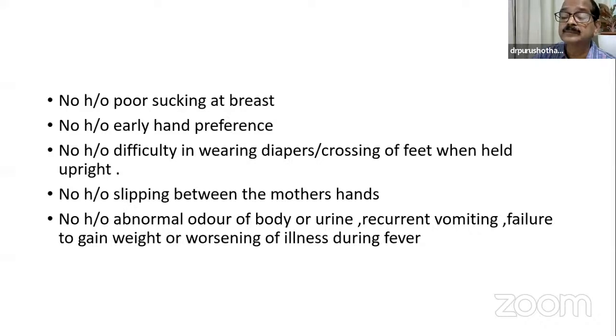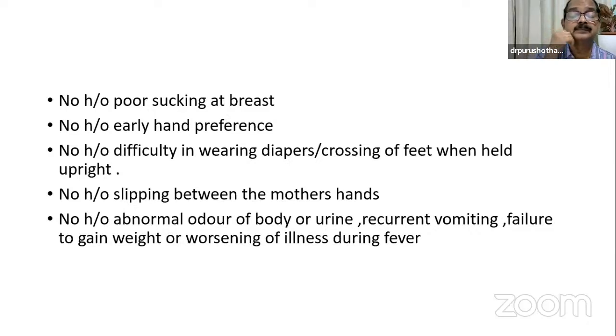Okay. There was no history of difficulty in wearing diapers or crossing of feet when held upright. No history of slipping between the mother's hands. Again, that's another thing, you are contradicting. Actually, you don't expect that. All the other things suggest spasticity. A spastic child, you don't expect slipping between the hands.